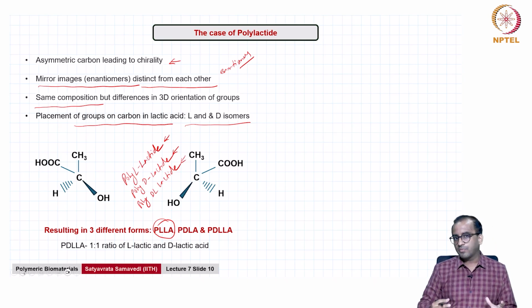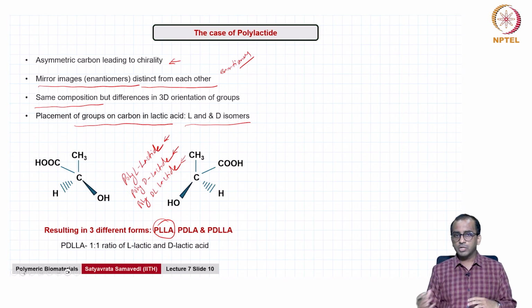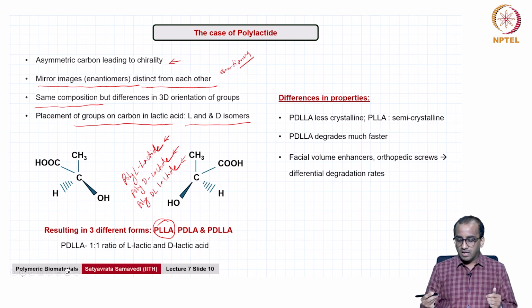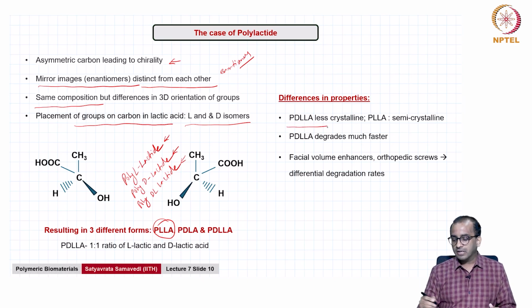Now, why is this important? Why are we looking at this? As always, we are interested in how this can eventually affect properties that we are interested in. And as it turns out, this will directly have an impact on properties. I am just giving you an example of that. PDLLA is less crystalline than PLLA, which is semi-crystalline.